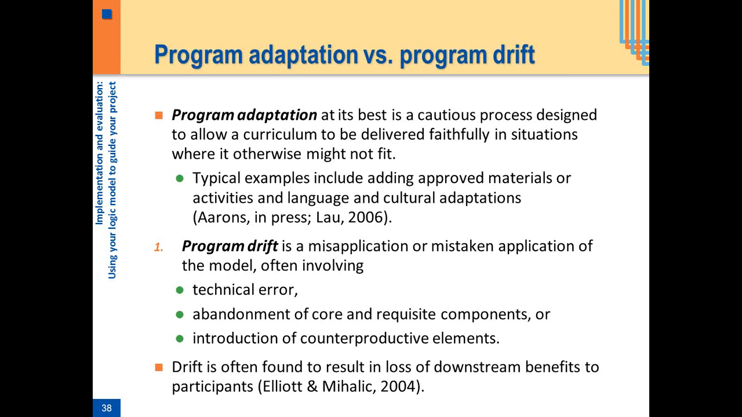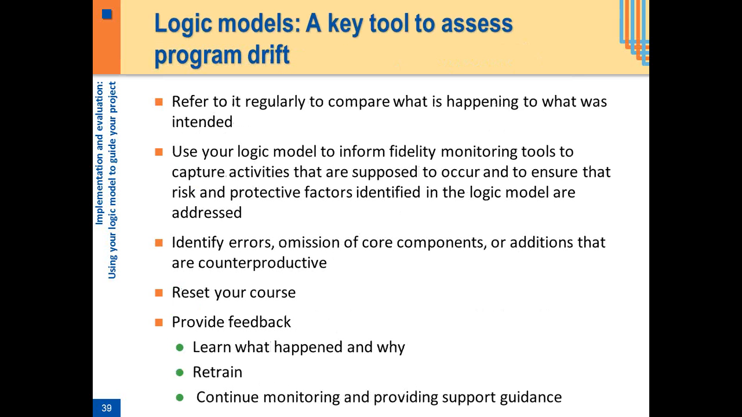And I know that prep grantees have received guidance from FISB about adaptations and seeking approvals for some types of adaptations. But on the other hand, program drift is a misapplication or a mistaken application of the model, and this usually involves technical error or abandonment of core components, or introduction of some elements that actually may be harmful or counterproductive. And usually drift does not benefit participants in the way that program adaptation is usually geared towards benefiting participants and making things more amenable to them and where they're coming from. I don't think FISB has sent a memo about program drift because you probably won't get approvals for program drift. So the important thing is to be alert for potential program drift so that you can avoid it.